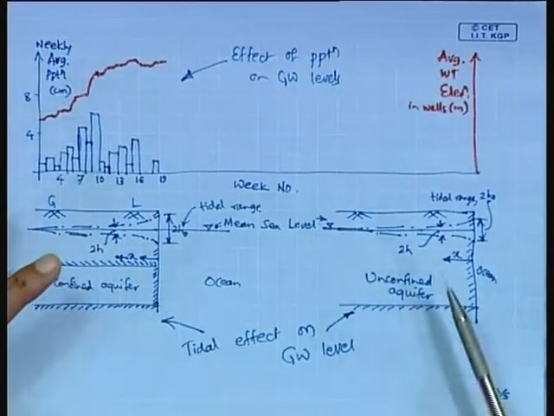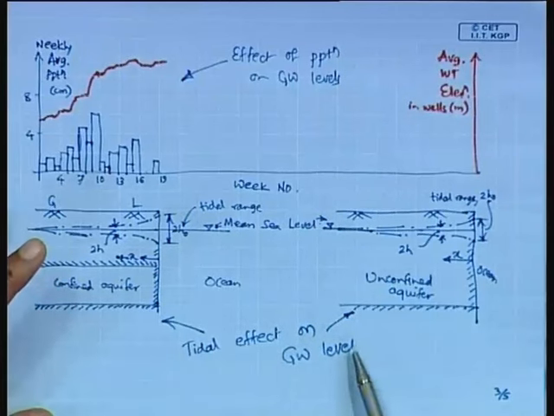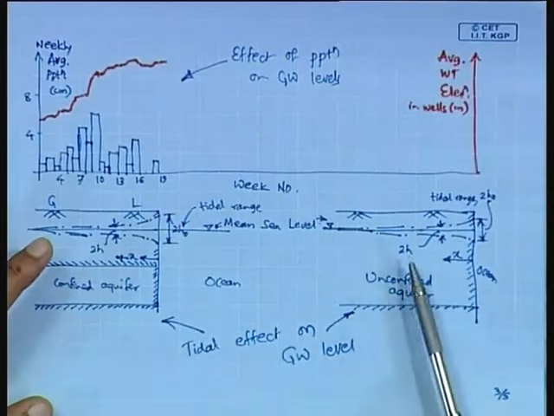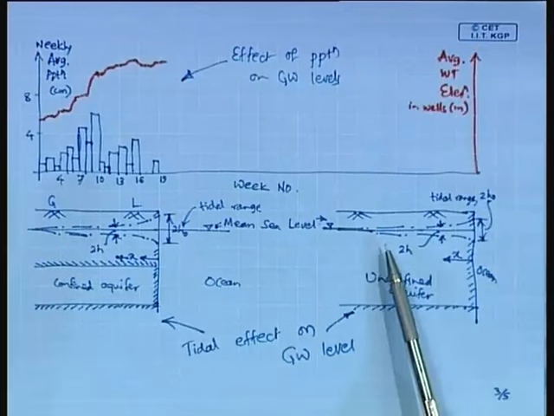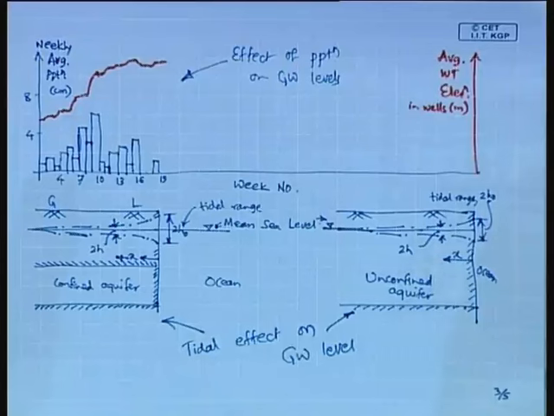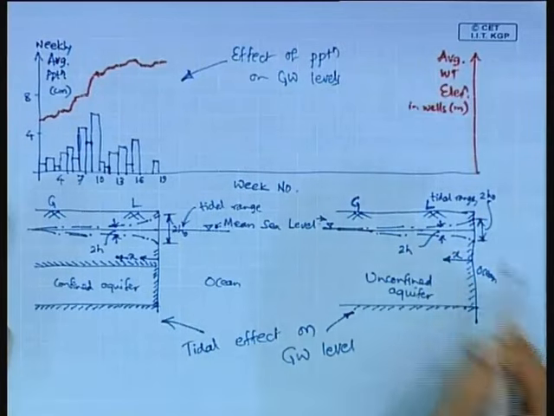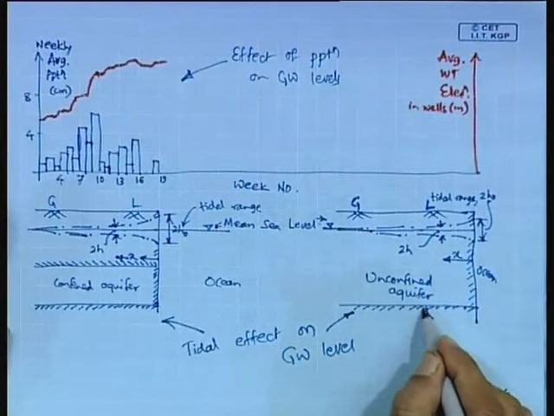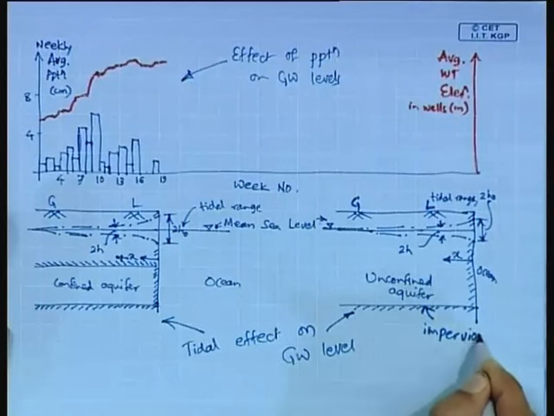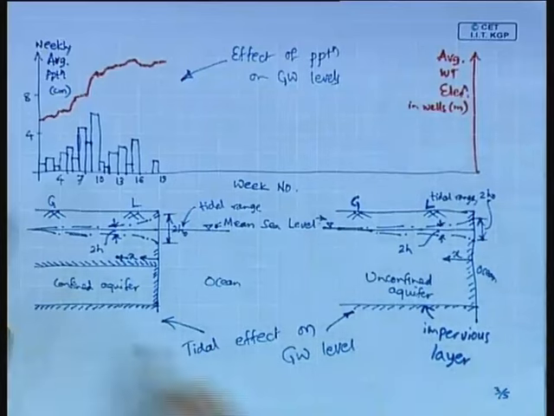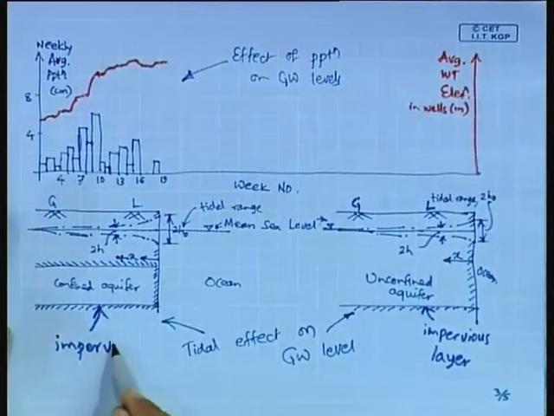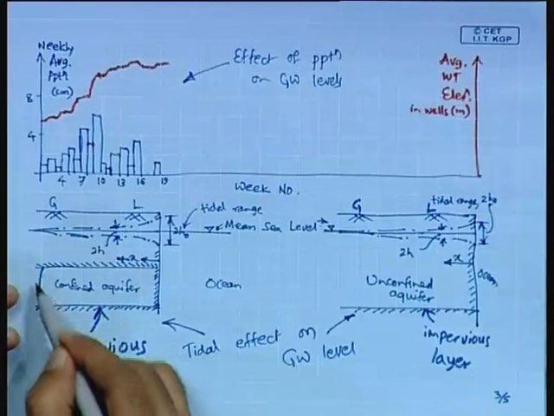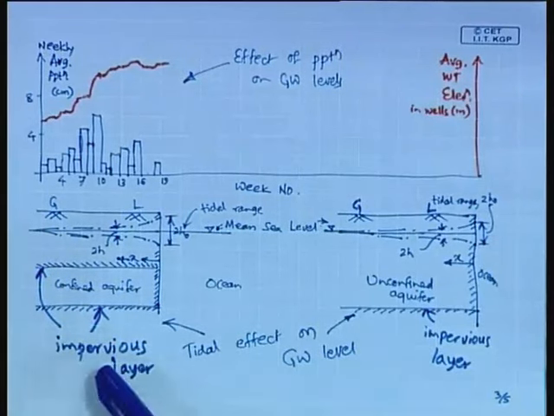Now on the right hand side, let us consider the tidal effect on the groundwater level in an unconfined aquifer. Here there is an unconfined aquifer which essentially spreads from the ground level all the way down to the impervious strata. This is the impervious layer, and similarly this is the impervious layer in case of a confined aquifer. And of course this is also the impervious layer, the top confining layer.